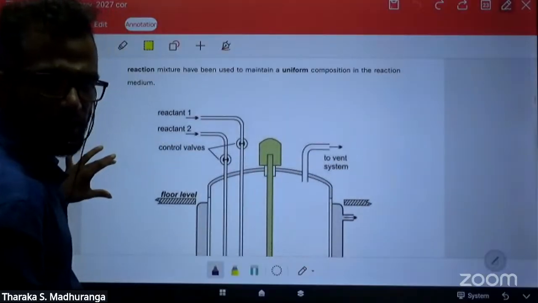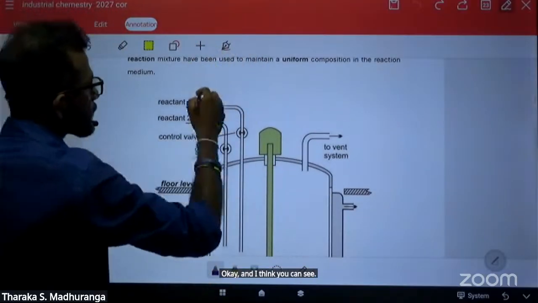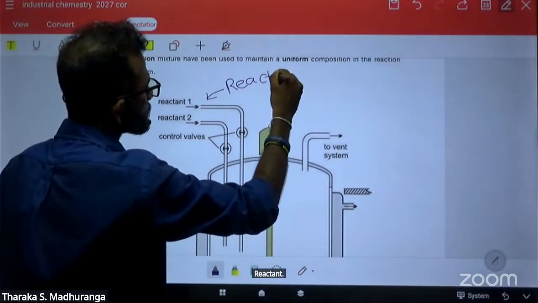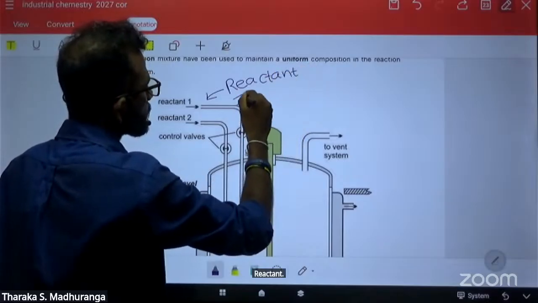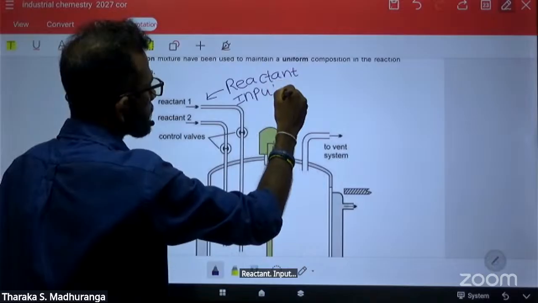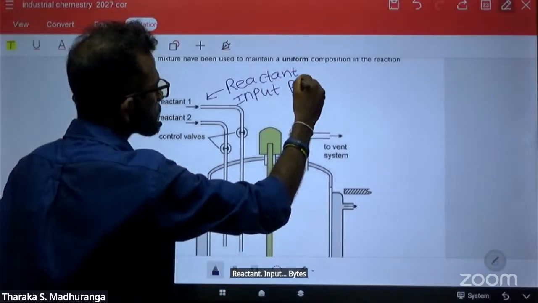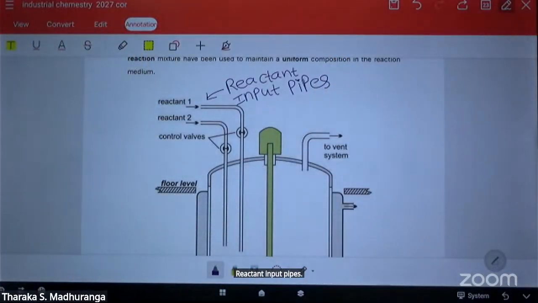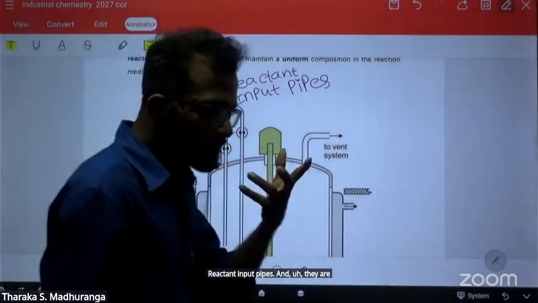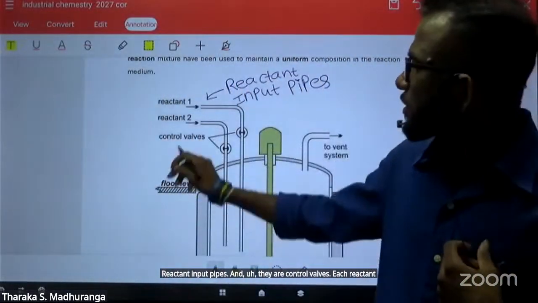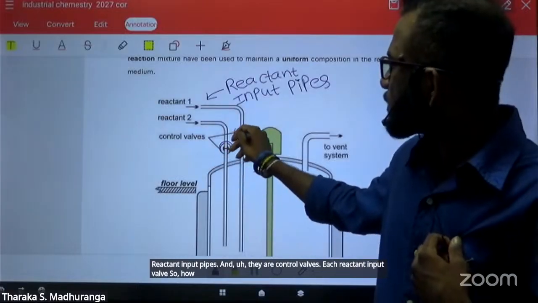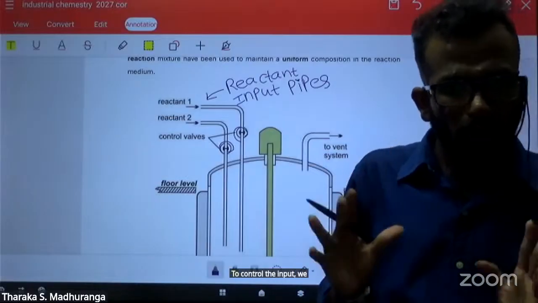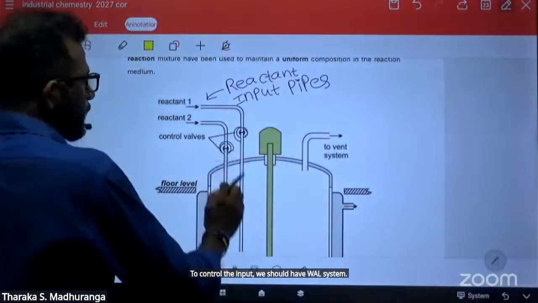Okay, I think you can see. No? Okay, they are the reactant input pipes. And they are control valves. Each reactant input pipe should have these valves. If not, we can't control. To control the input, we should have a valve system for each pipe.